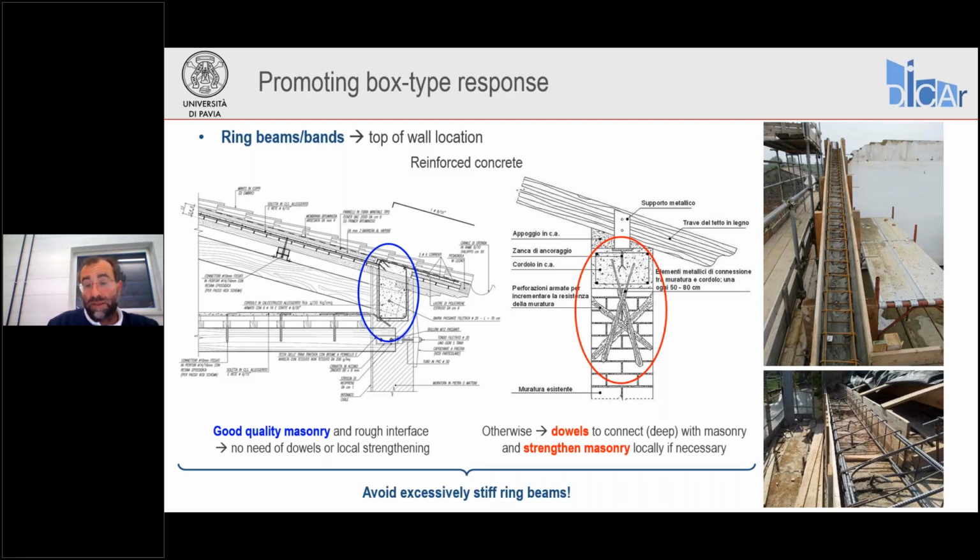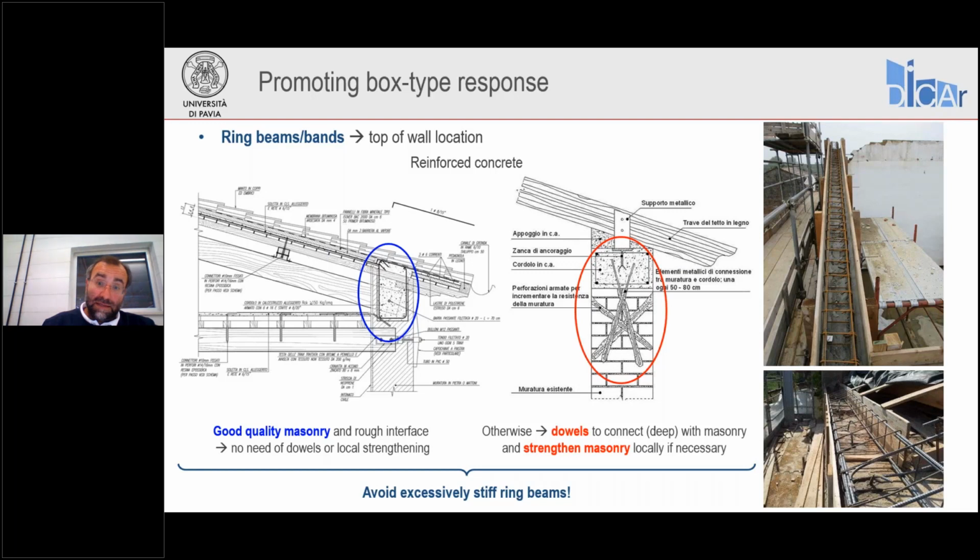So here I'm showing on the detail on the right side, you see this combination of dowels tying the ring beam to the masonry wall, but also reinforced injection to strengthen the masonry involved in the connection region. Again, this is especially necessary if the masonry is of low quality, and may not be able to resist the forces transferred by the ring beam.